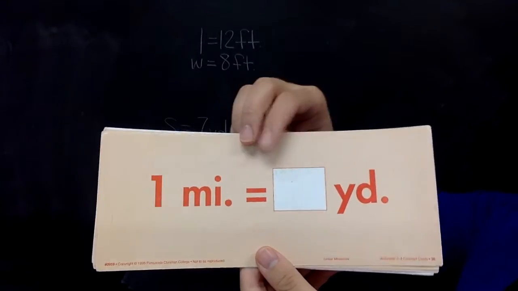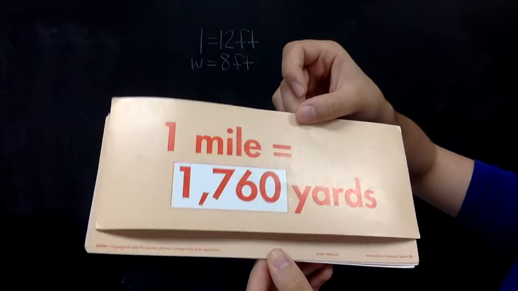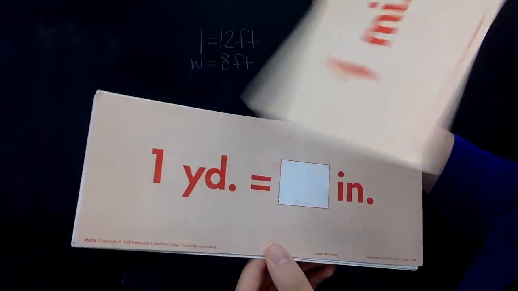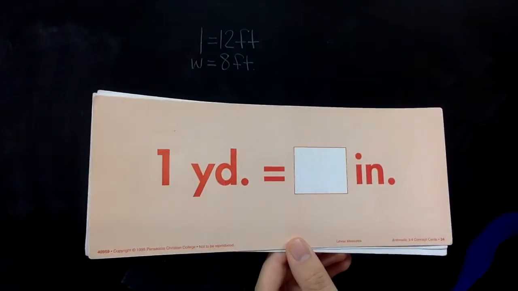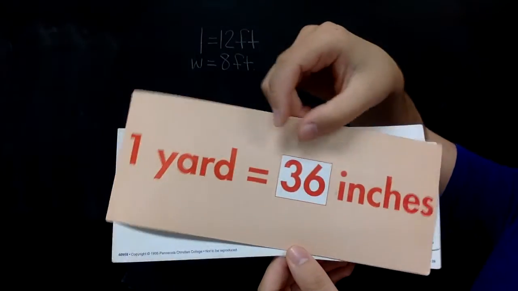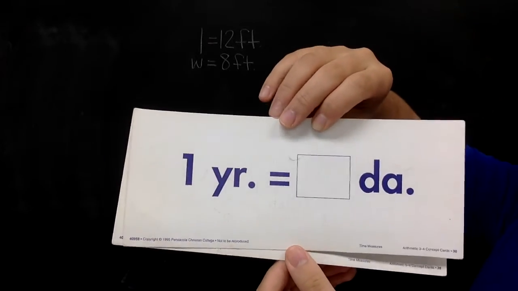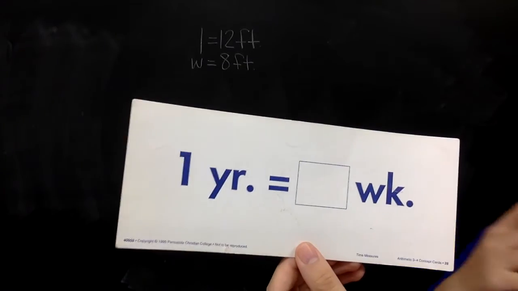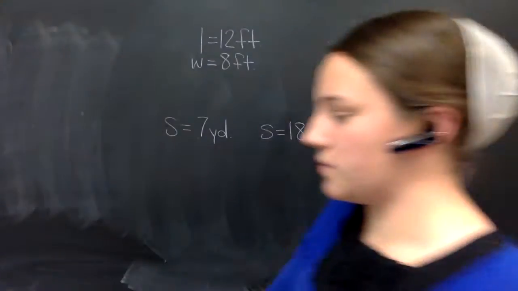100. 1 mile equals how many yards? 1,760. 1 mile equals how many feet? 5,280. 1 yard equals how many inches? 36. 1 year equals how many days? 365. 1 year equals how many weeks? About 52.